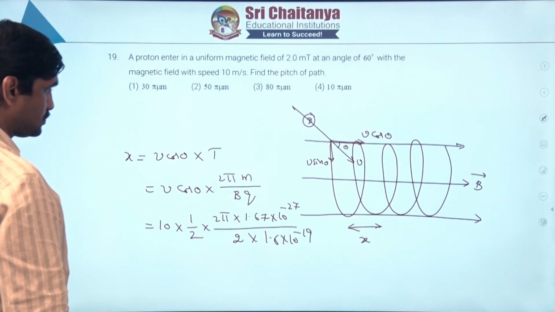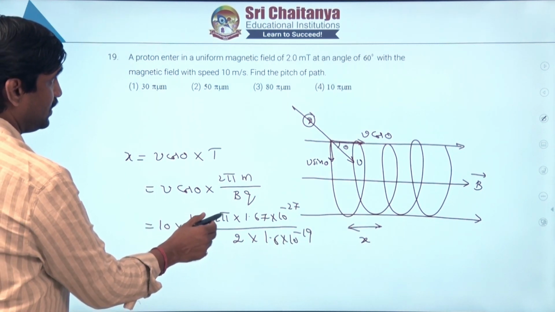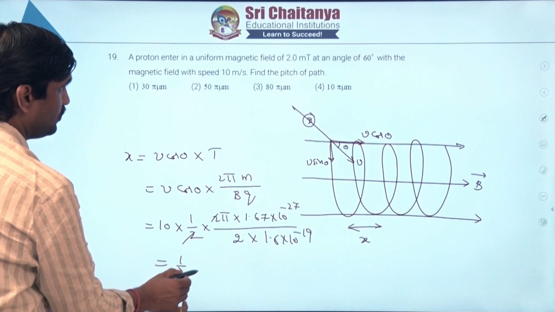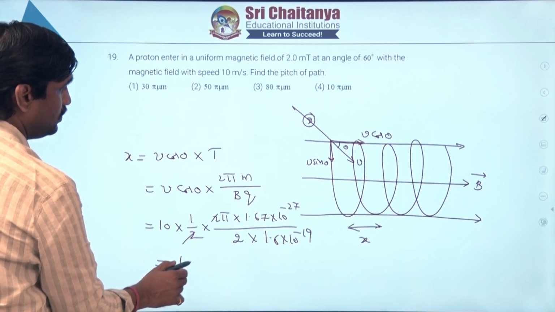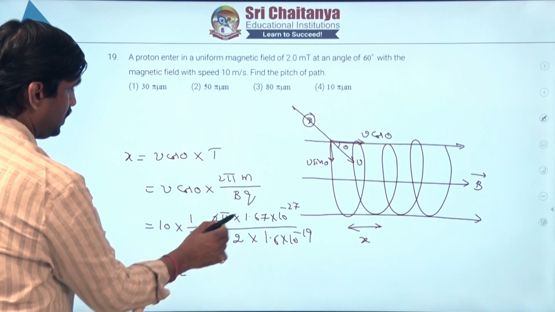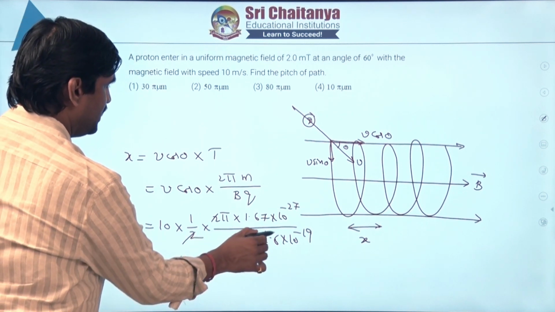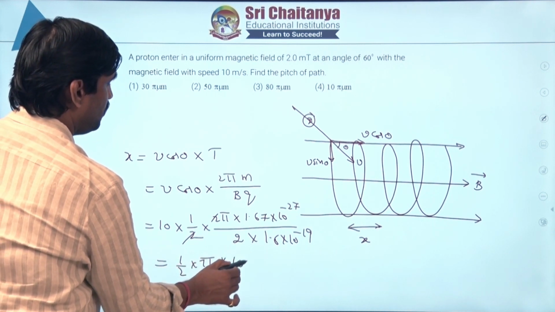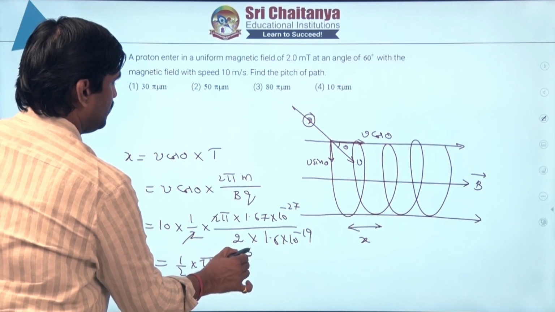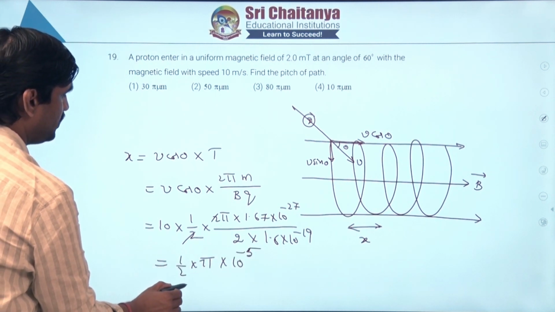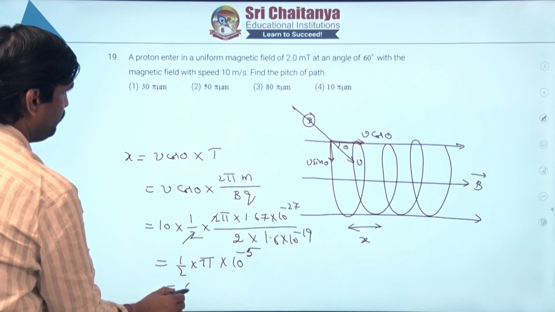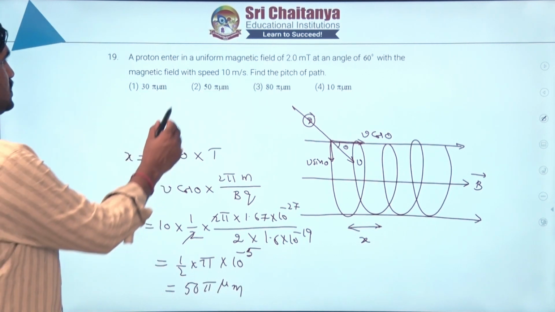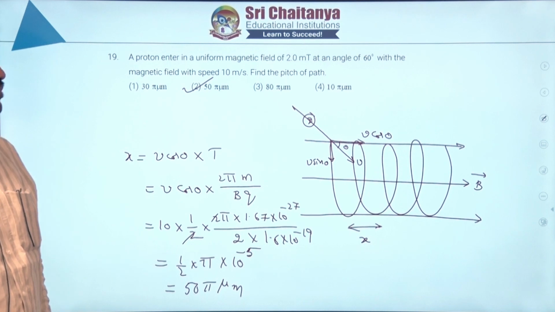1.19. Now, by calculating it, this is equal to, get cancelled, this is equal to 1 by 2 into 1.67, nearly we can cancel it, pi into 10 to the power minus 5. Now which is equal to 1 by 2, this is 50 pi micrometer. So, out of that 4 options, this is the correct one, 50 pi micrometer.